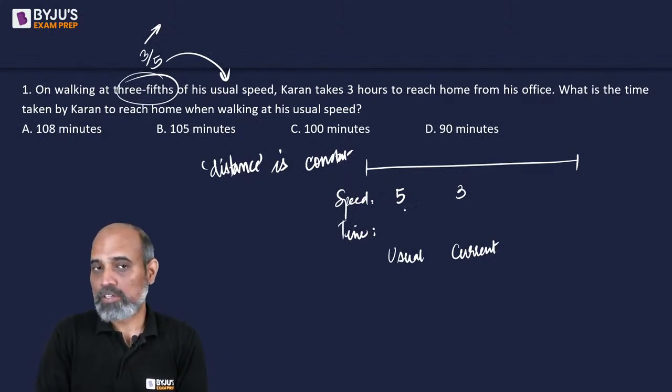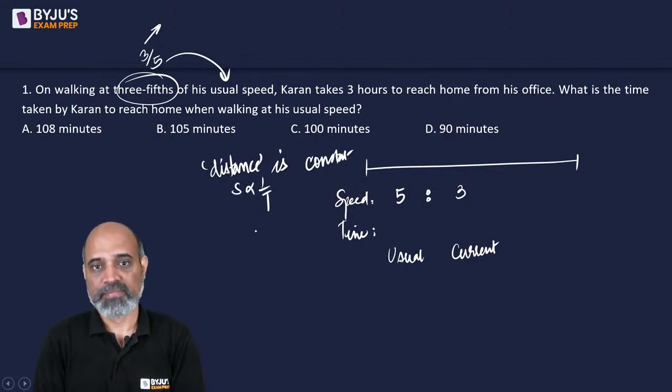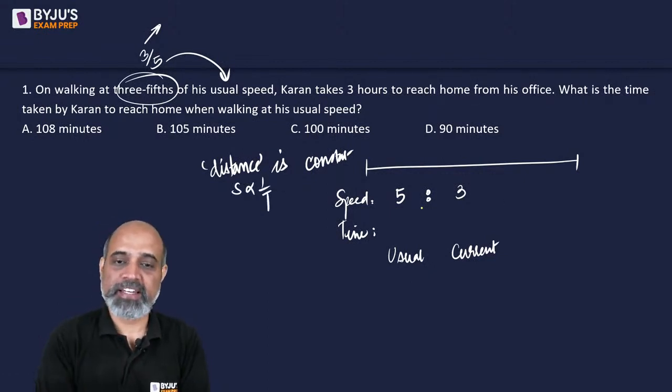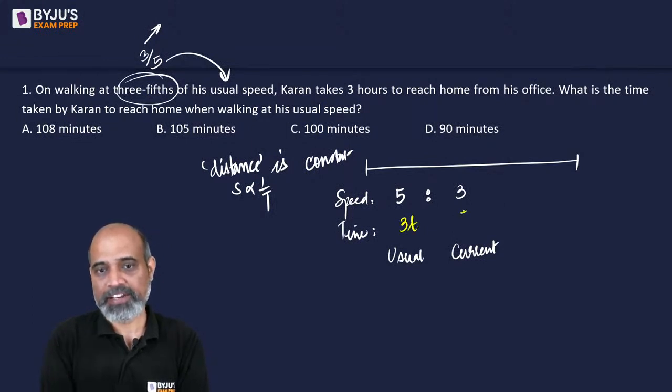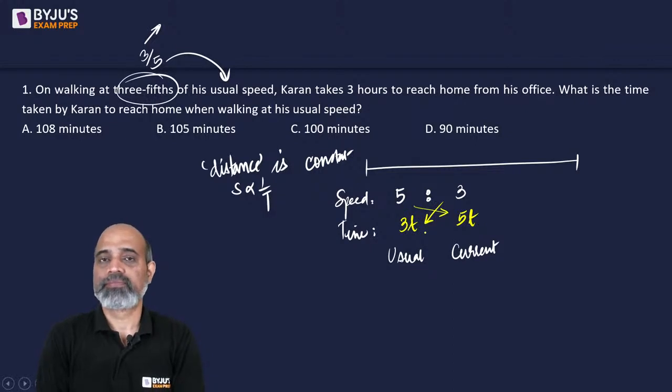So first day he covers, or usually he covers at the speed of 5, and currently he is covering at the speed of 3. So when distance is constant, we say that speed and time are inversely proportional. So speed अगर 5 and 3 है, तो time इसका 3t and 5t हो जाएगा. इसको inverse बोलते हैं, आप interchange कर लो. Right?